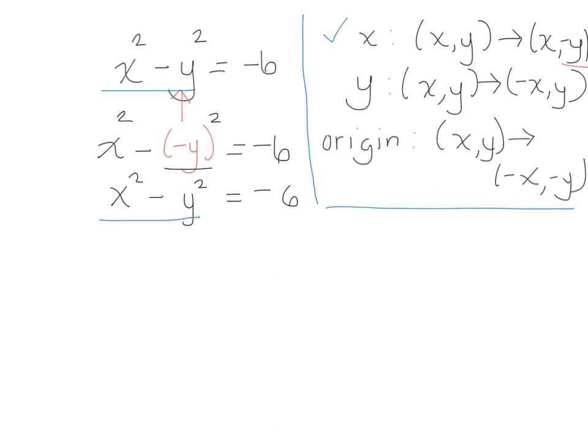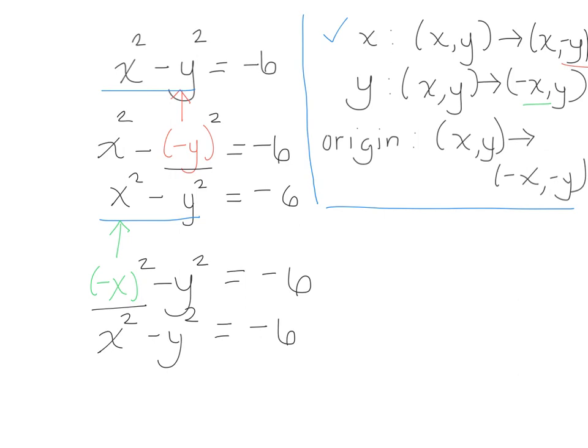Let's see if it might also be symmetric to the y-axis. To determine if it's symmetric to the y-axis, I need to replace the x with the opposite of x. So in my equation, I'm going to replace x with the opposite of x. Everything else will remain the same. Well, when you square a negative number, you get a positive. So you get x squared minus y squared equals negative 6.